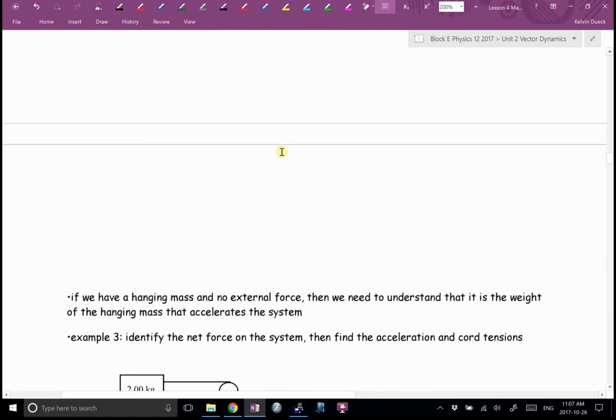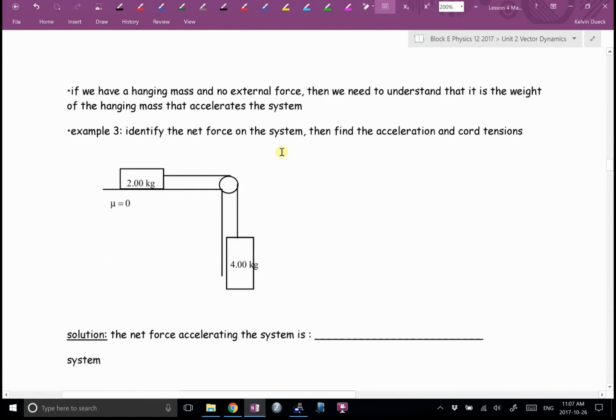What if there's friction? Oh, sorry, before I do friction, what if we're hanging over a cliff? If we have a hanging mass and no external force, we need to understand that it's the weight, the mg of the hanging mass, that accelerates the system. So example 3 says, identify the net force on the system and then find the acceleration and the cord tensions.